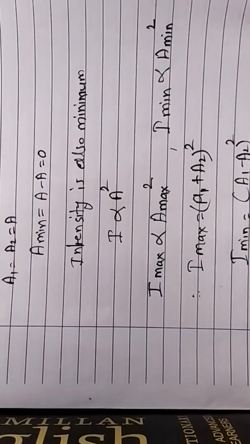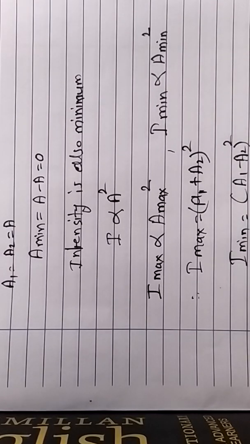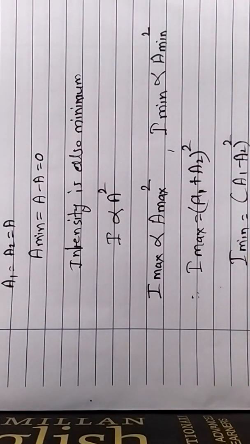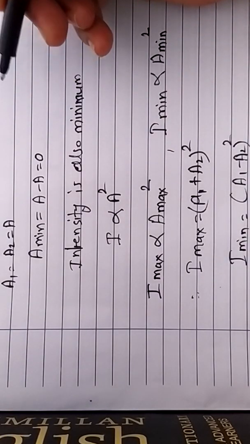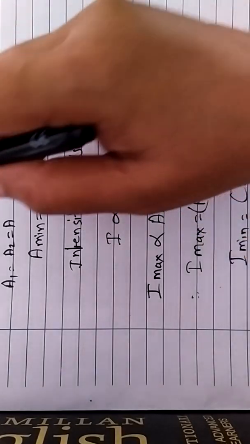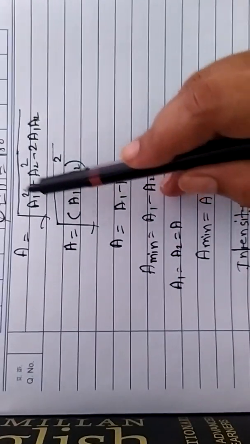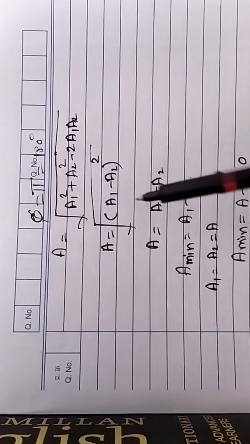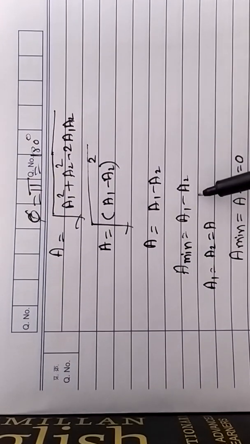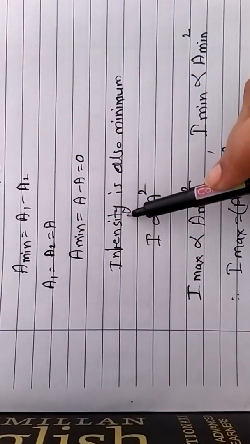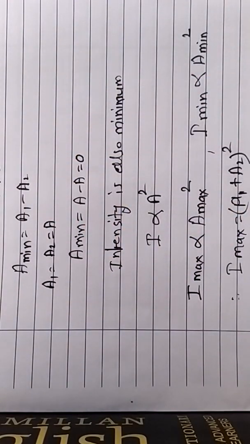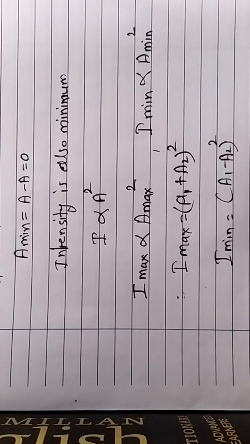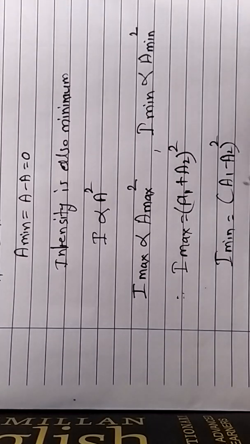Now, the two special cases: we observe that when phi is equal to 0, the amplitude is maximum, meaning intensity is maximum. When phi is equal to 180 degrees, meaning pi, the amplitude is minimum. A minimum is equal to A1 minus A2, meaning intensity is also minimum. Now we can take an example on that topic.